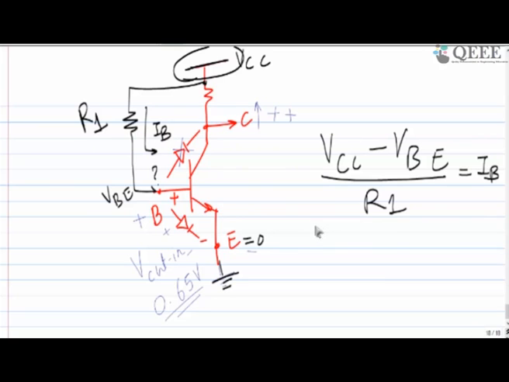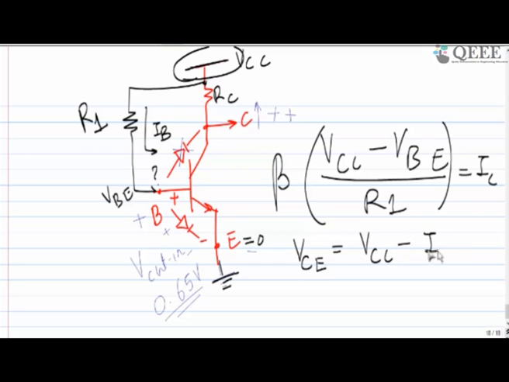And I want to find the collector current. So collector current is equal to beta times this one. Similarly, if this is RC, then VCE, where E is 0, so VCE is equal to VC, which is VCC minus ICRC. Look at this VCC minus ICRC, that will give me VCE. IC is known to me already.